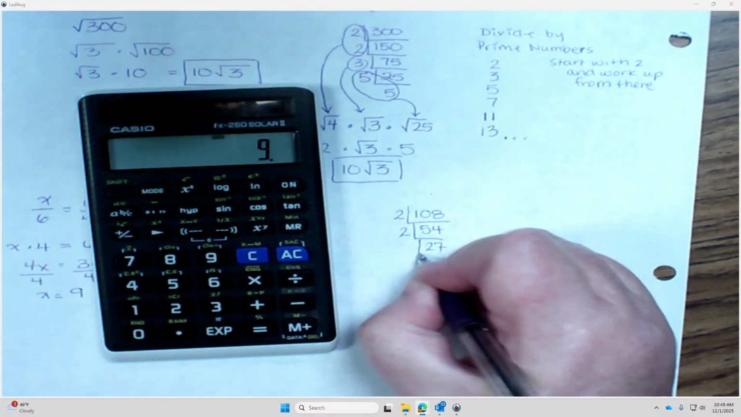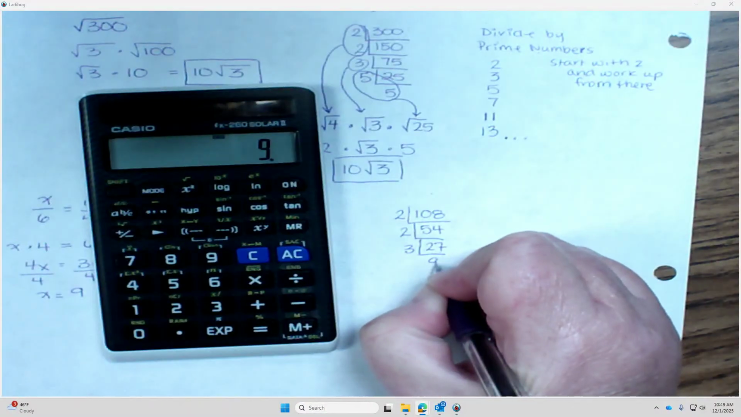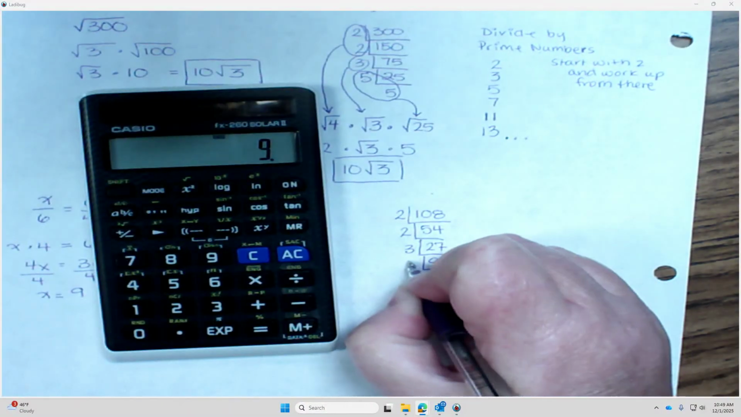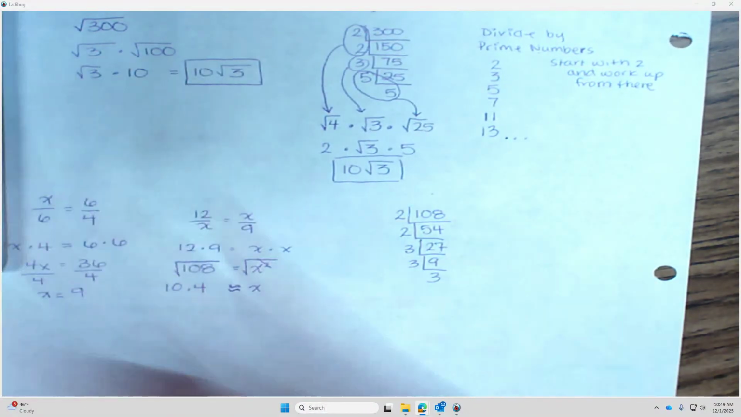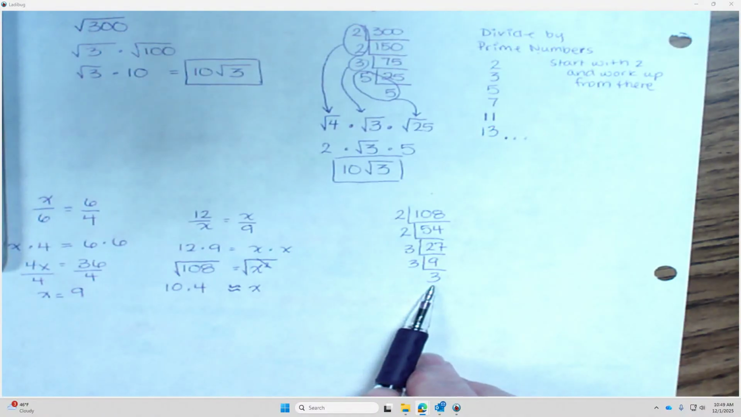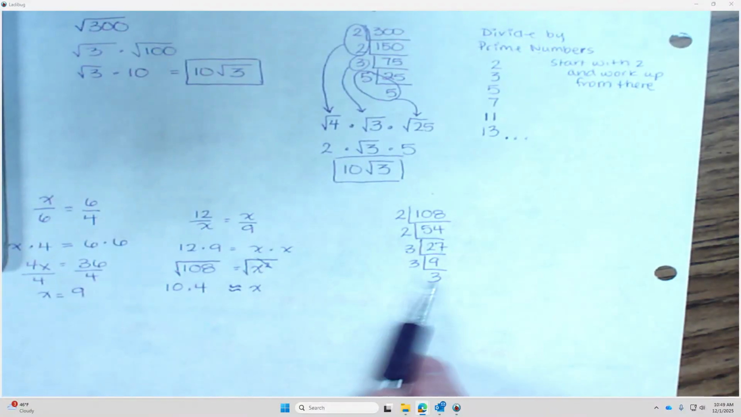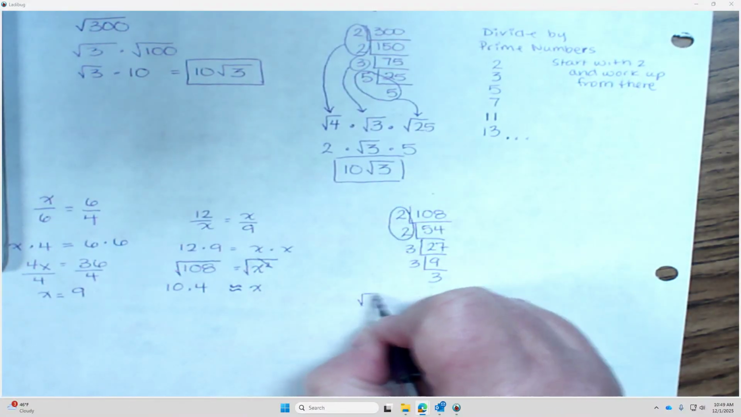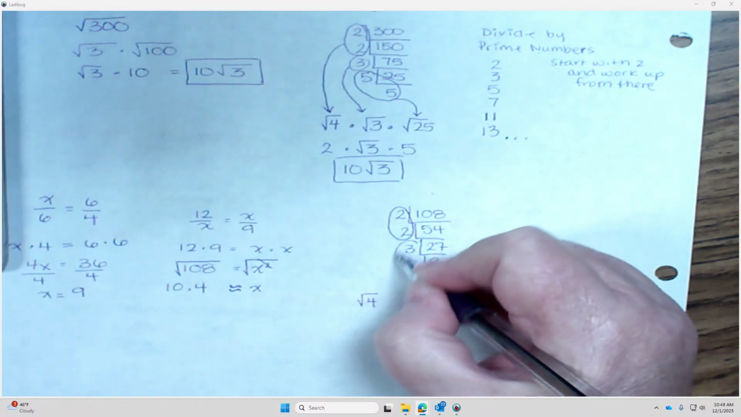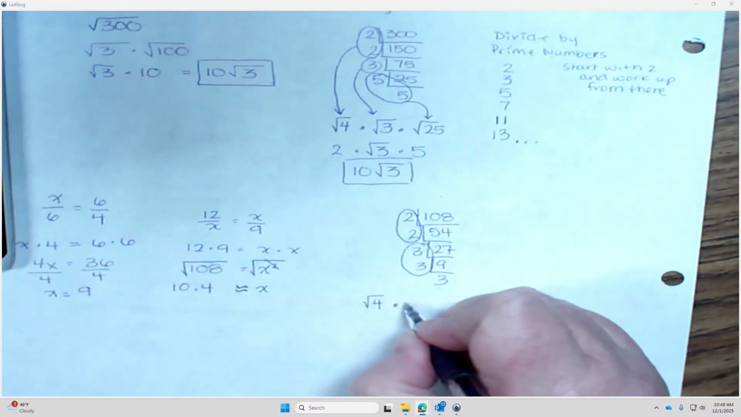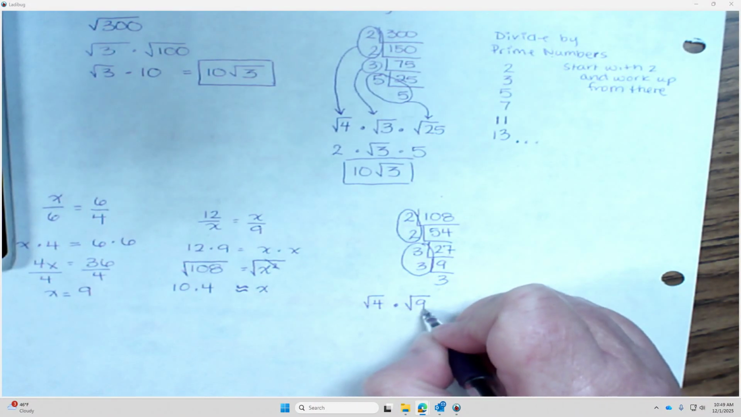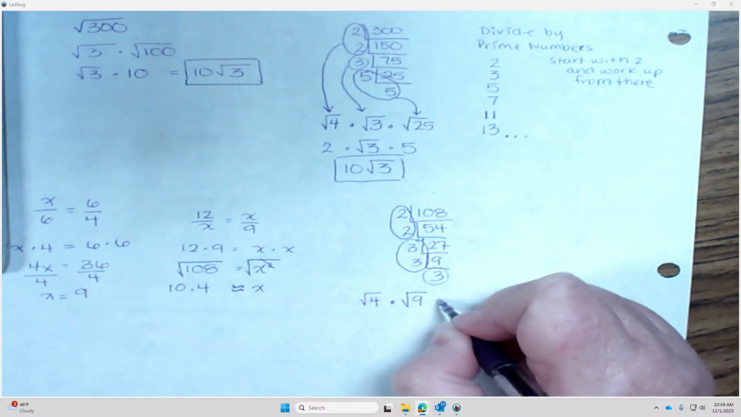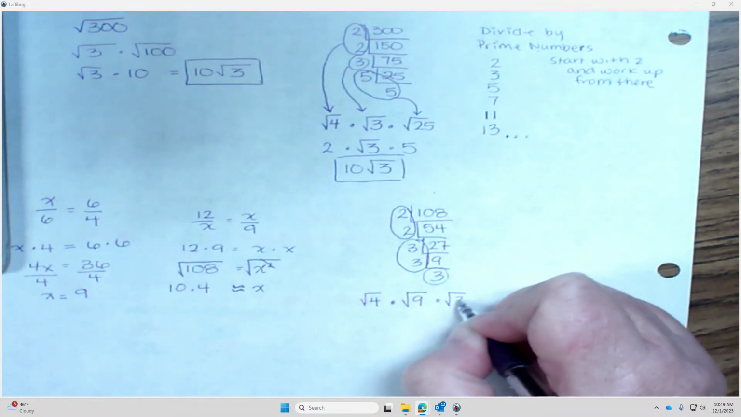In this case, 27 divided by 3 is equal to 9. I know 9 divided by 3 is equal to 3. And I know I can stop now because I have a prime number at the bottom. So we keep dividing until the bottom number is a prime number. And then we're going to take these out in pairs. So I have 2 times 2. So I have the square root of 4. And then I have 3 times 3. So times the square root of 9. And then I have this little one right here all by itself. It does not have a partner.